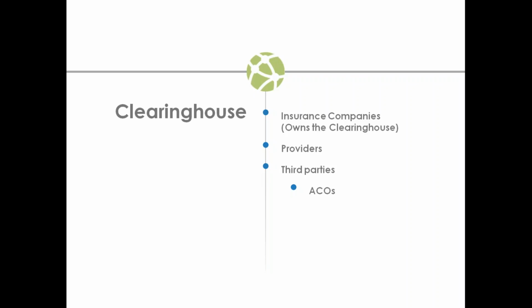Those third parties can be accountable care organizations. We've heard a little bit about accountable care organizations. Currently, there are about 400 across the United States that are in existence and working. Medicare is trying to ramp that up, and next year there should be a sizable increase in the number of ACOs across the United States.